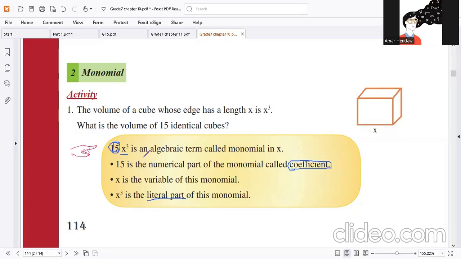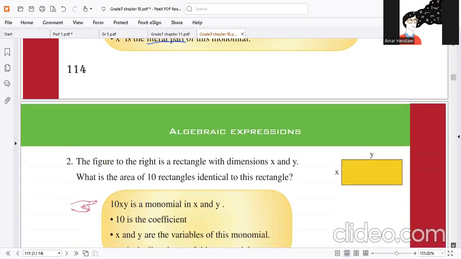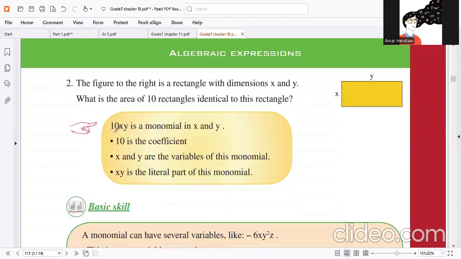For example, 15x cubed, 7x, 8y squared. These are monomials. Let's see another example. 10xy is a monomial in x and y. This means that the monomial can include many letters. X and y are the literal part, xy is the literal part, and 10, the number, is the coefficient of this monomial.